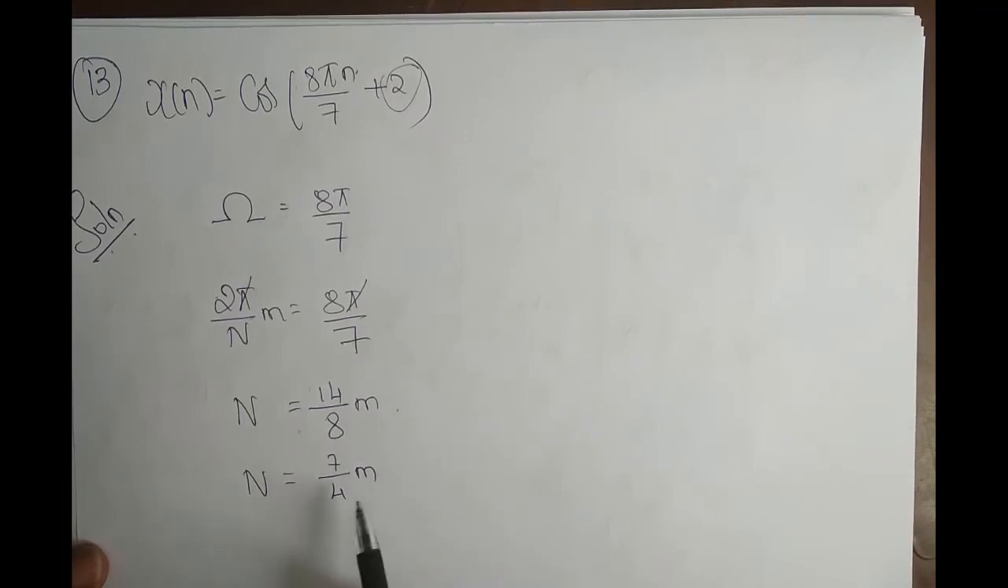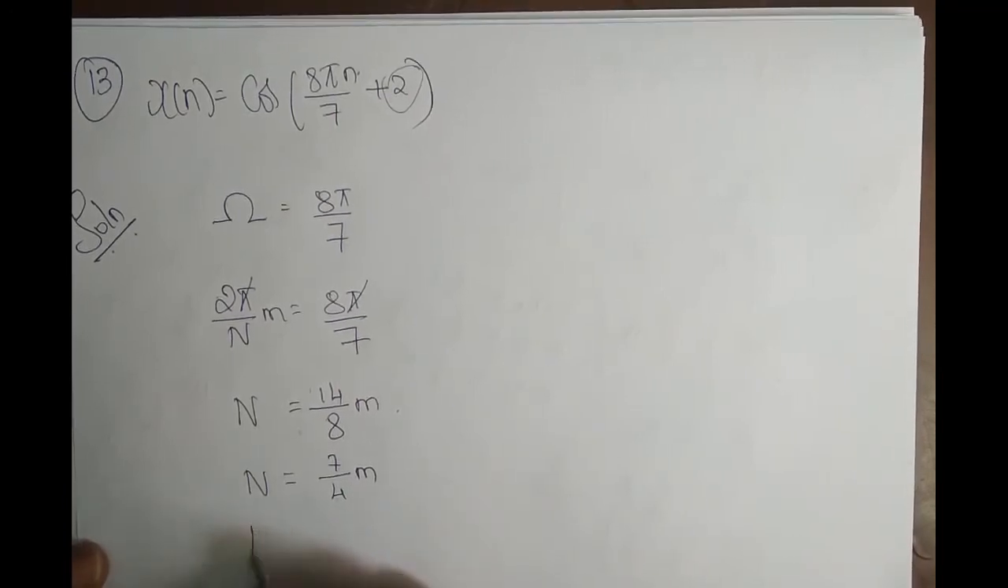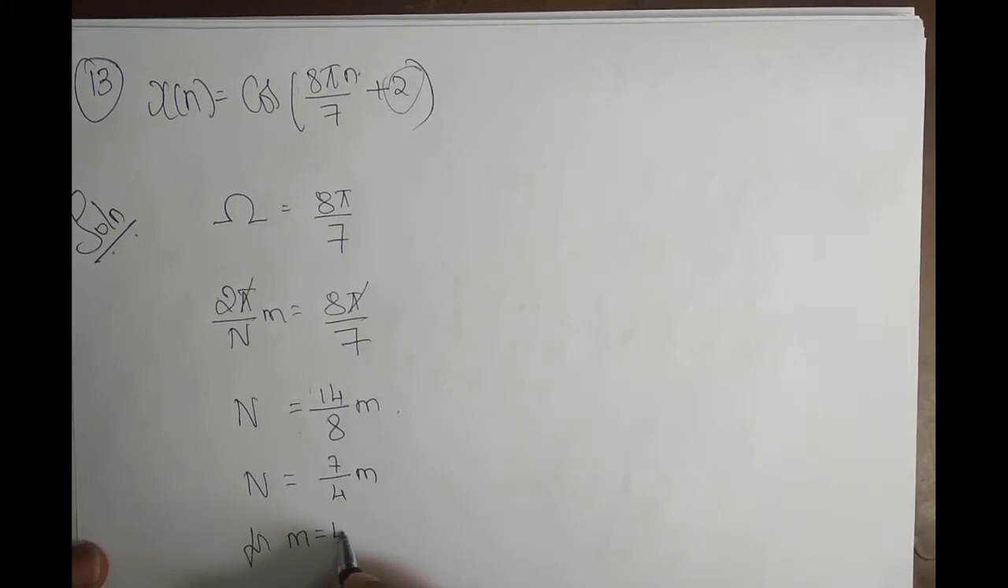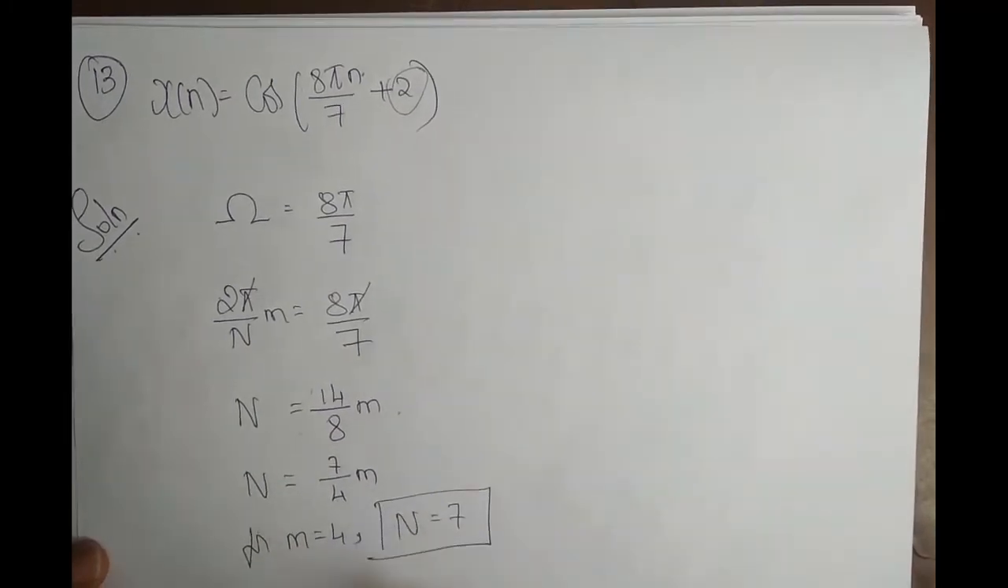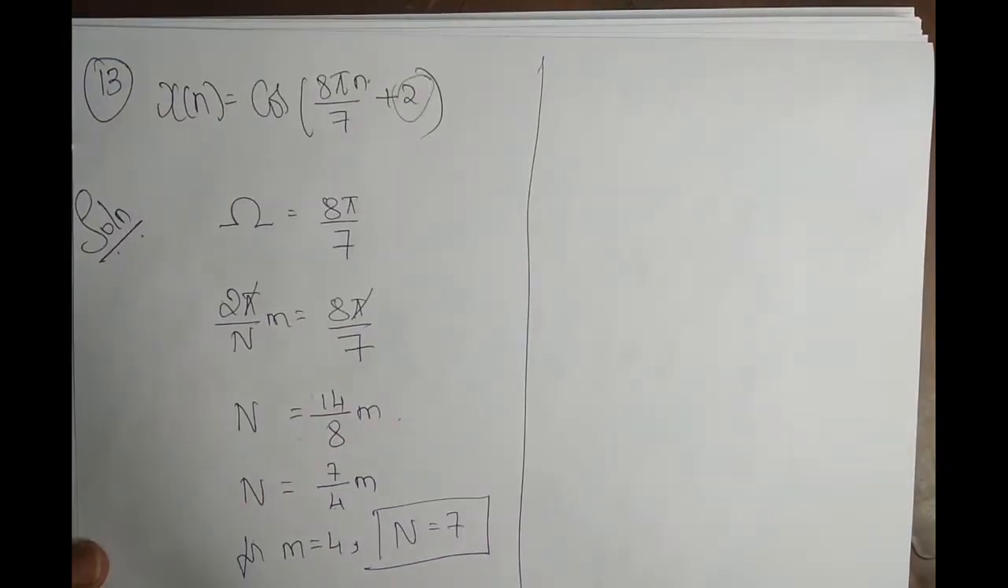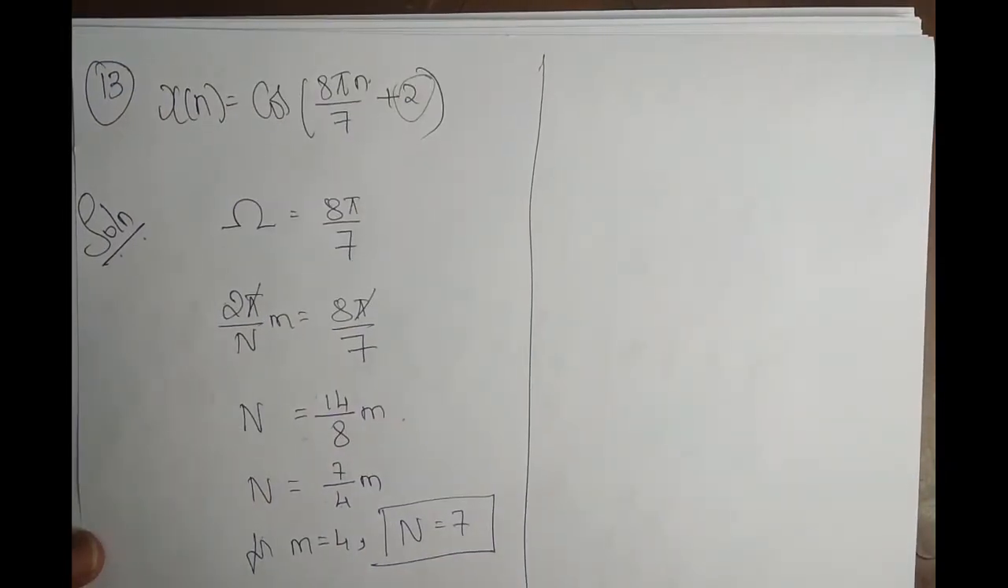For m equal to 1, it's a fraction. For m equal to 2, it's a fraction. For m equal to 3, it's a fraction. Whereas for m equal to 4, it cancels out and I end up with 7. So for m equal to 4, I get N equal to 7. So this signal is periodic with fundamental period 7. In the sense, after every 7 samples, the signal will repeat.